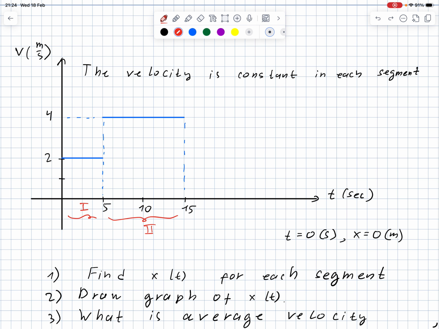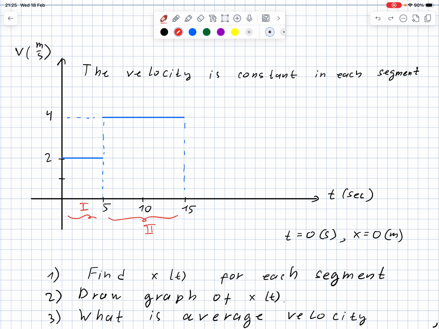when we look at the first segment from 0 to 5 seconds, we see constant velocity of 2 meters per second. However, in the second segment, or the second interval of time, between 5 and 15 seconds, we have a different constant velocity, which is 4 meters per second. Okay. Now, we also know that when time is 0 seconds, the initial position is 0 meters. Okay, let's look at the questions.